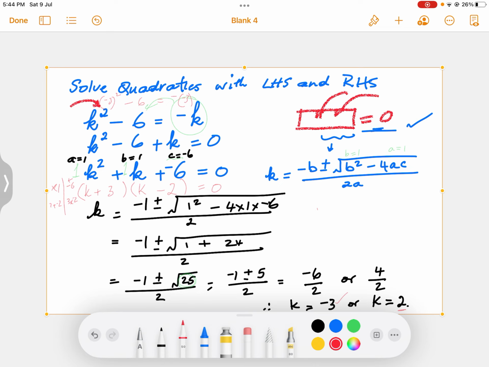Okay, this is a tricky question. I hope this has helped. Remember the objective, and I'll put that up here in red. The objective is to get everything to one side and let it equal 0. You could use the quadratic formula, or you could factorise if you're good at factorising. Remember, it will only factorise if that number is a perfect square.